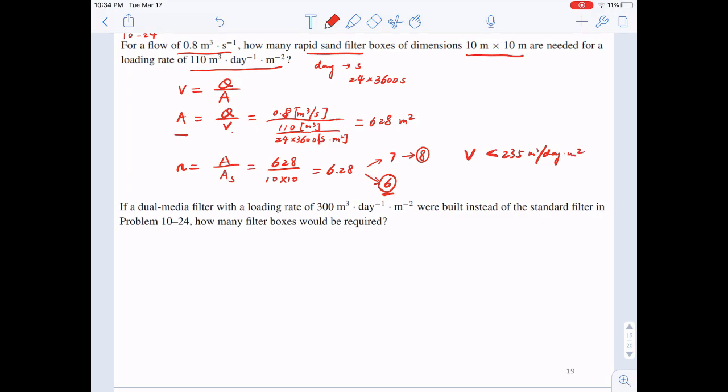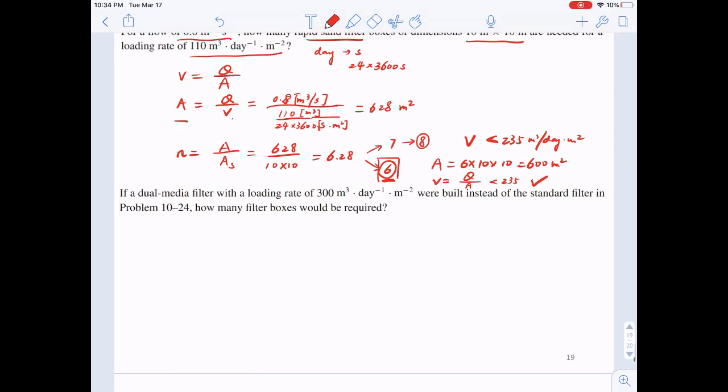The way we can calculate that is, if we know that there are 6 of these sand filter boxes, then the total area is going to be 6 multiplied by 10 multiplied by 10, which is 600 meters square. Then we can calculate this loading rate, which is Q divided by A, right? And you can find out that this value is indeed smaller than 235. So what this means is we're okay to use this design. Basically we're going to require 6 of these rapid sand filter boxes.